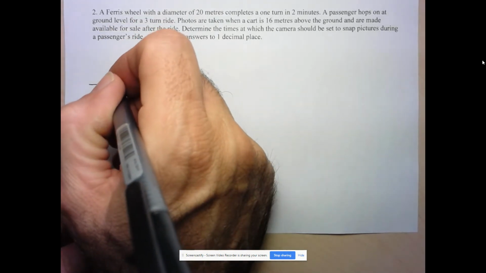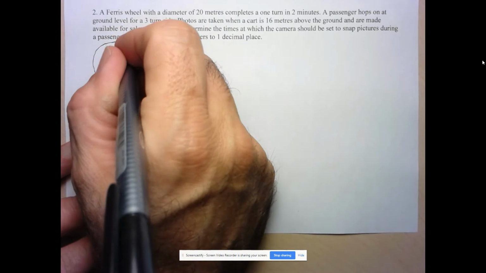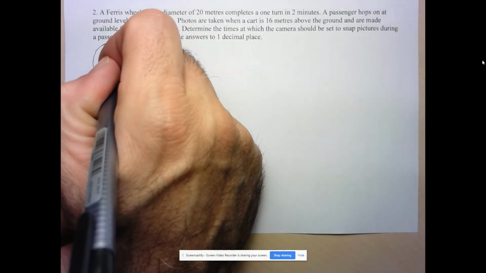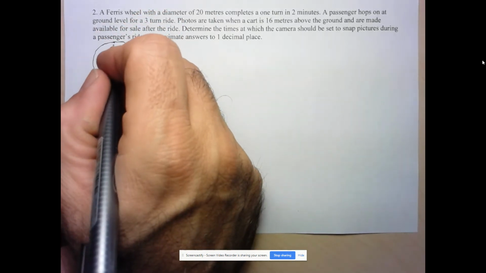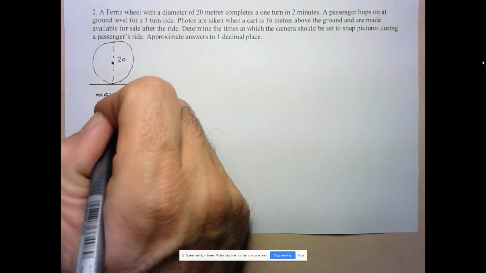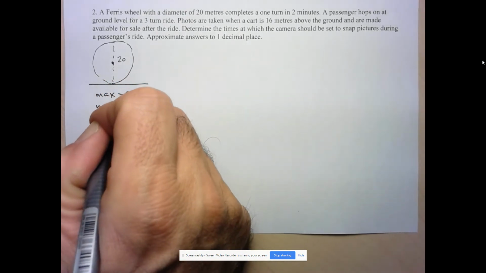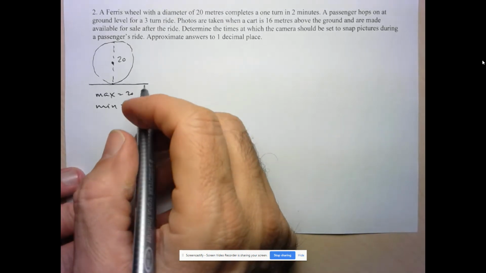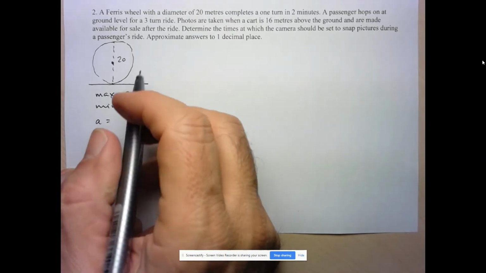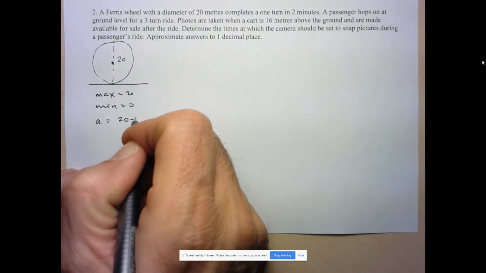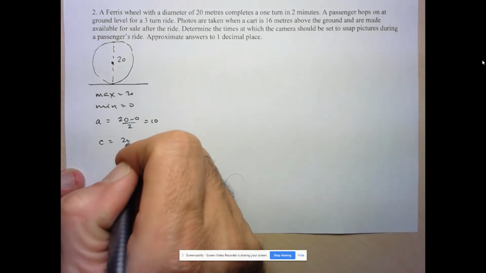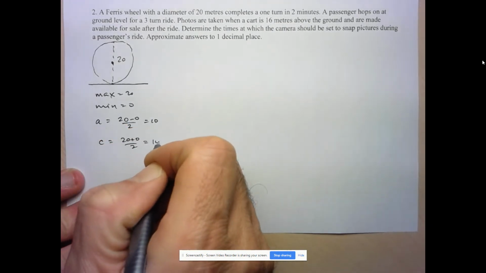So we know that we've got our Ferris wheel. Not the nicest of circles, but it'll work. Here it has a diameter of 20 meters, which means that our maximum height is 20, and then our minimum height is going to be 0. From here, we can determine our A and C values. A is going to be pretty easy. It'll just be 20 minus 0 divided by 2, in other words, 10. And C, very similarly, 20 plus 0 divided by 2 also gives us 10.